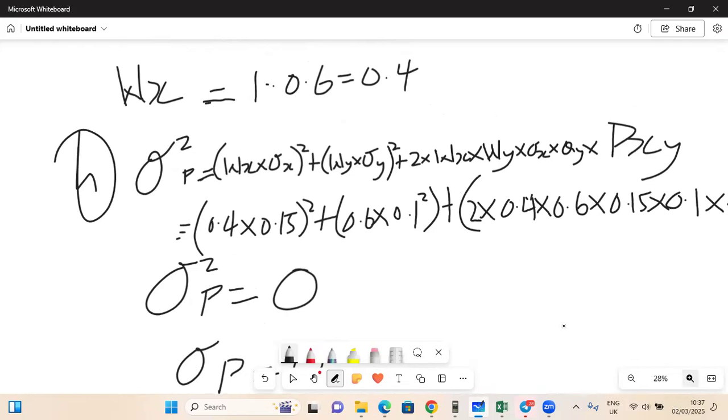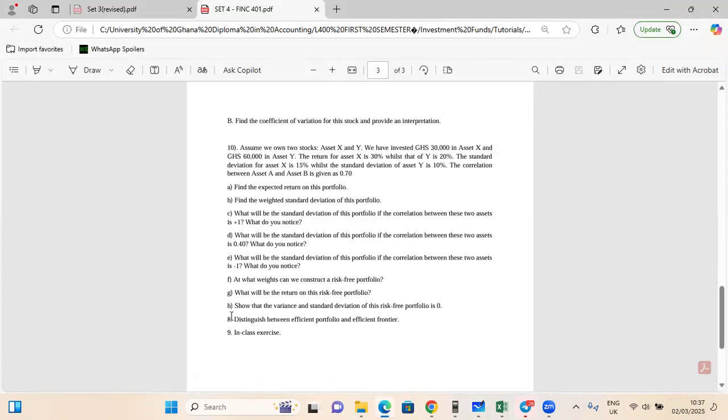All right, so now let's look at the last one, then we close. So the last one is saying distinguish between efficient portfolio and efficient frontier. So basically, the only difference between them is that the efficient frontier, as I illustrated earlier, is the graph that shows the potential or efficient kind of portfolios in there.